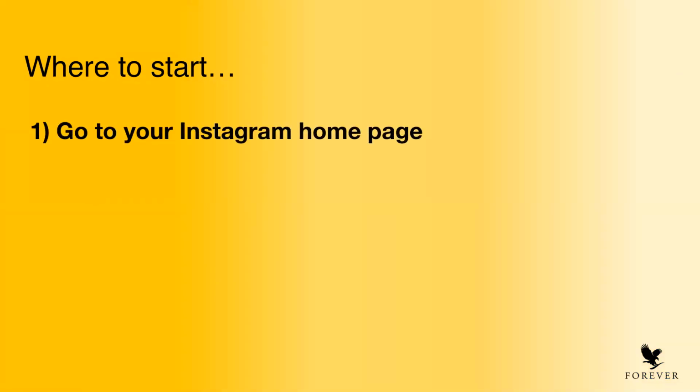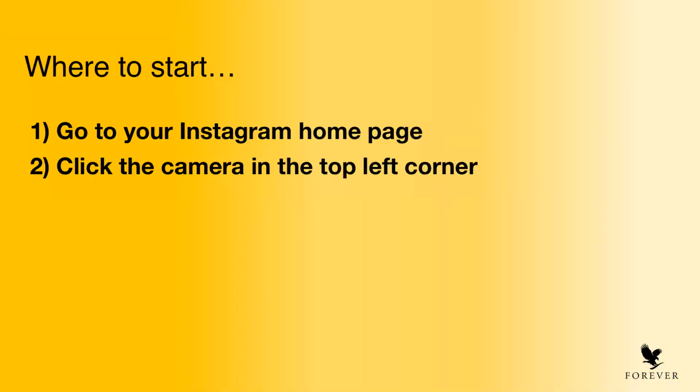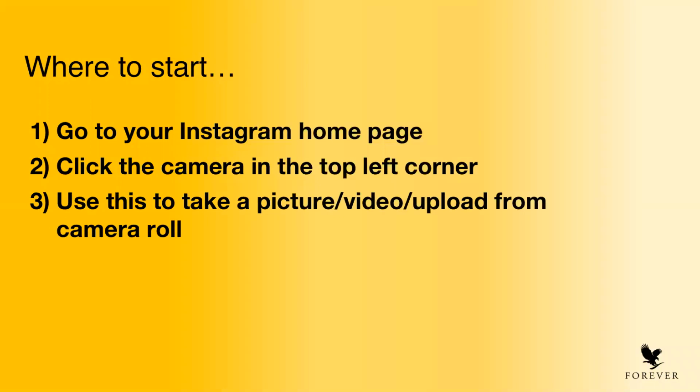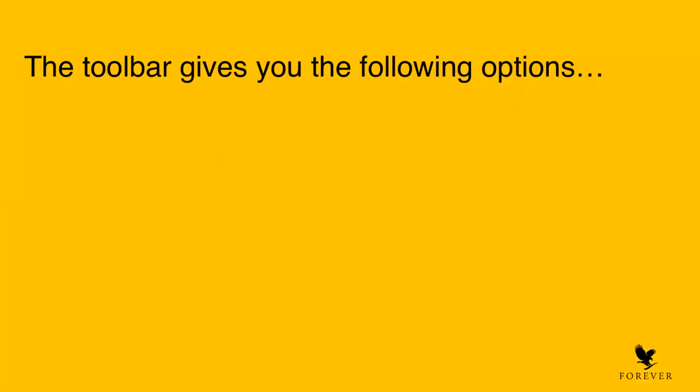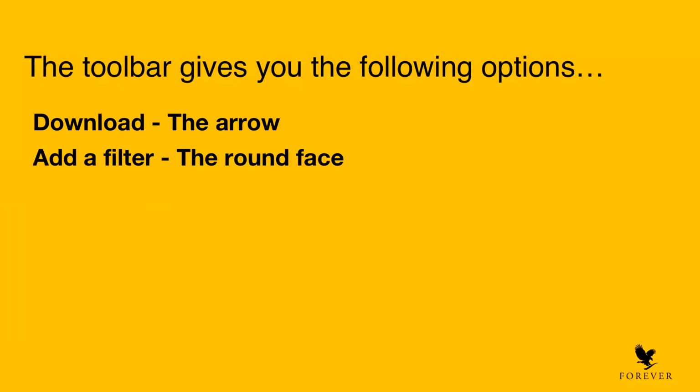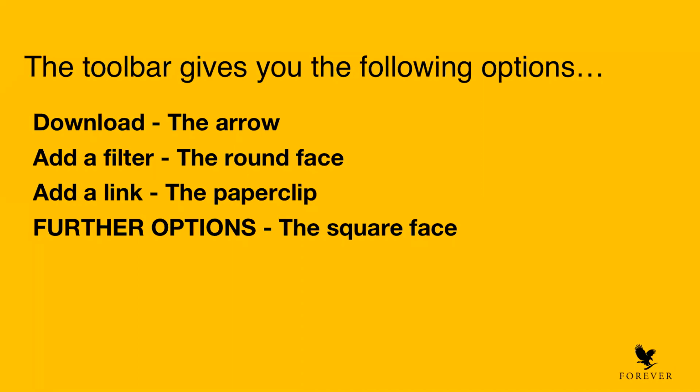So for those of you that have never done a story before, this is really back to basics. Go to your Instagram homepage, click the camera icon in the top left-hand corner, and use this to take a picture or upload a picture from your camera roll. Once you've done that, along the top, you'll now have the following options. You'll have the opportunity to download, which is the little arrow. You can add a filter, which is the round face icon. You can add a link, which is the paperclip. Further options, which is the one we're going to explore on the next few slides, which is the funny little square face.